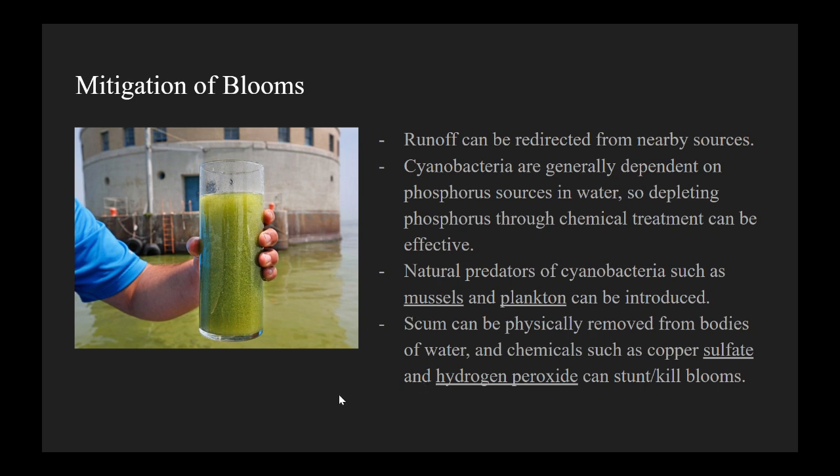And of course, you can manually remove some of the cyanobacteria from the surface with nets. And you can also use chemicals such as copper sulfate and hydrogen peroxide, which are toxic to these bacteria, and you can kill them this way. And that's it.